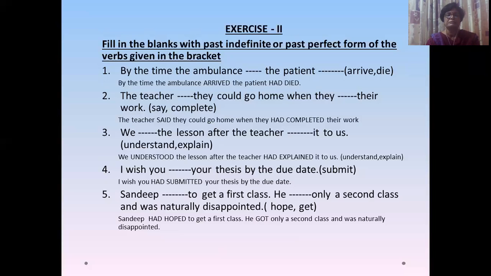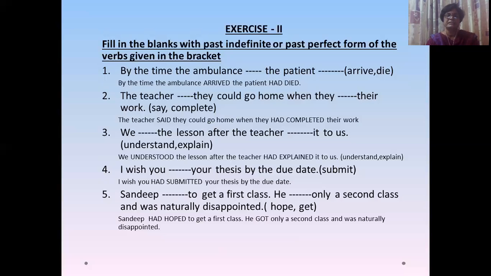The first one is, by the time the ambulance dash, the patient dash, and the verbs given in the bracket are arrive and die. So it will be, by the time the ambulance arrived. The answer will be arrived in the first blank. Arrived is the past indefinite form, and the patient had died. This is the past perfect form of the verb.